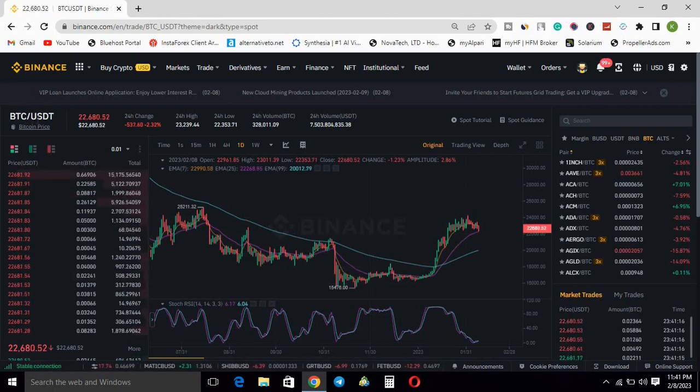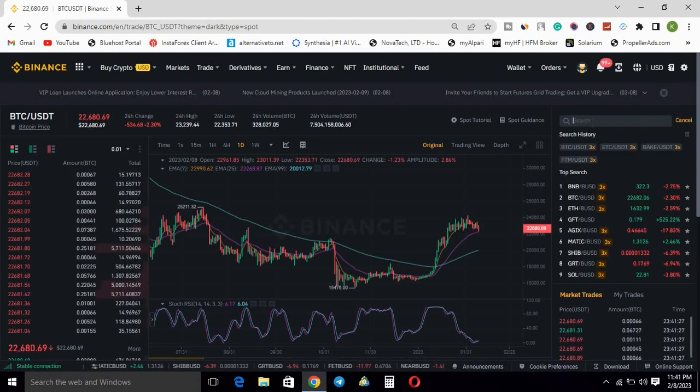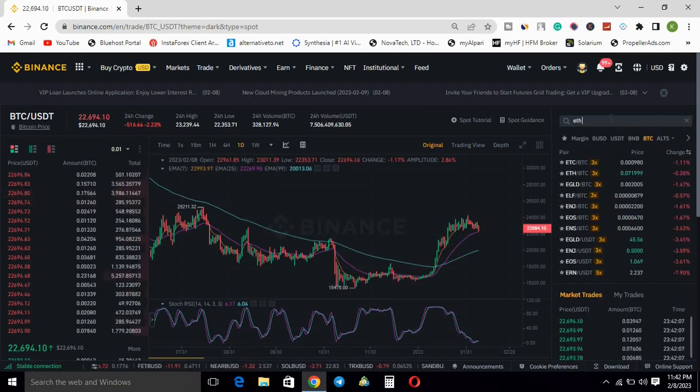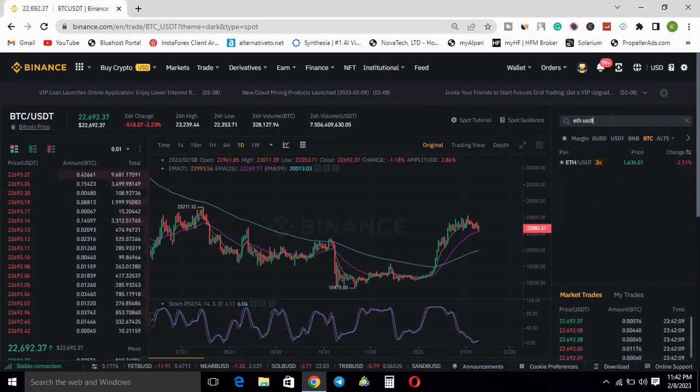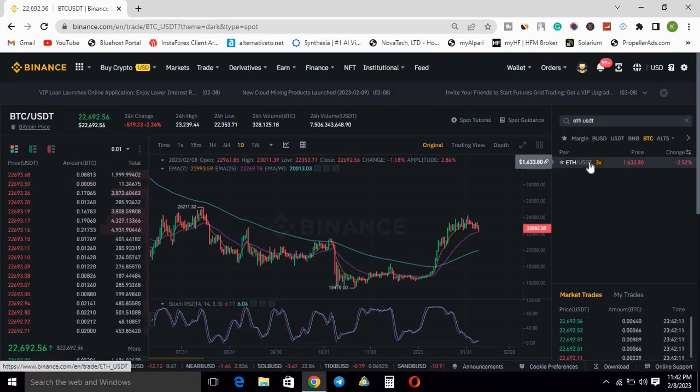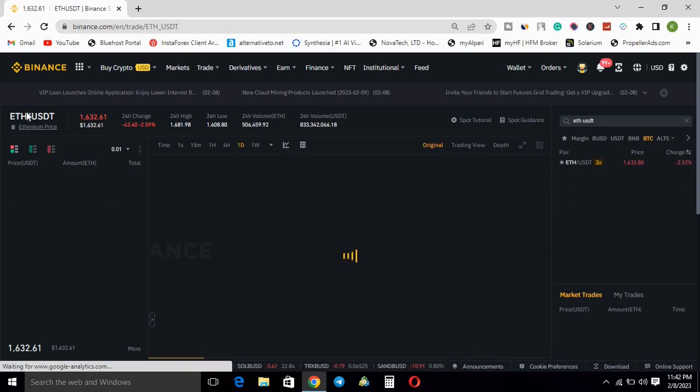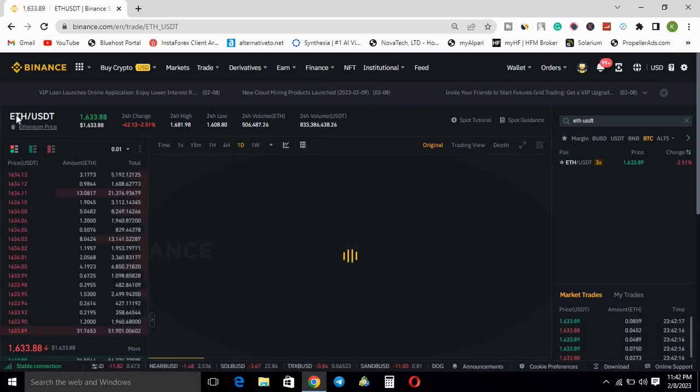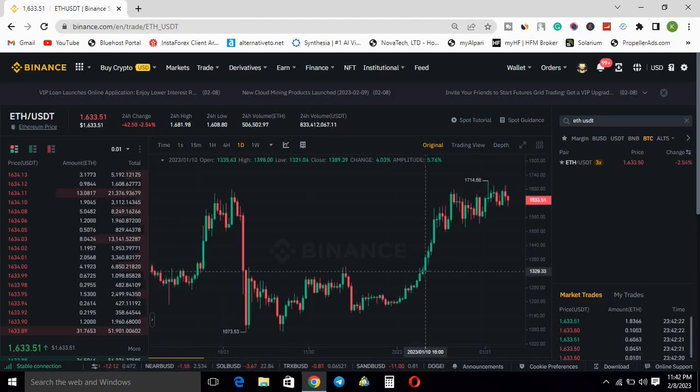If you are looking to trade any other pair, you just come to this section right here where you have the search, and then you can go ahead and type your specific coin that you want to trade. If you want to trade, for example, Ethereum, you can type ETH, then leave a space, USDT. That pair will come and you can click on it, and when you click on it, the interface here will change and it will bring you the information about the pair that you are going to trade, which is Ethereum USDT this time.